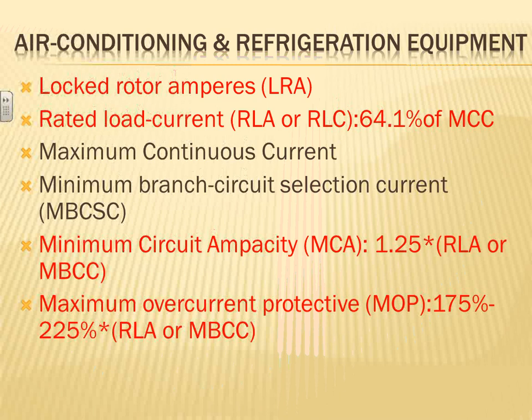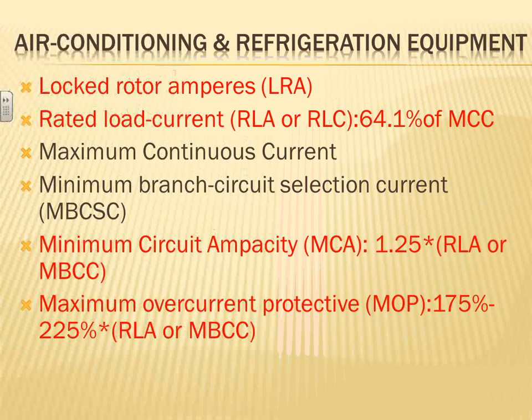Cool. Now, the branch circuit selection current, the way I understand it, and I could be wrong, is it's like rated load amps, except the equipment will have other things with it, or they make it work harder to get you a different current. So if you have the rated load amps and the minimum branch circuit selection current, you are supposed to choose one of them when you do your calculation.